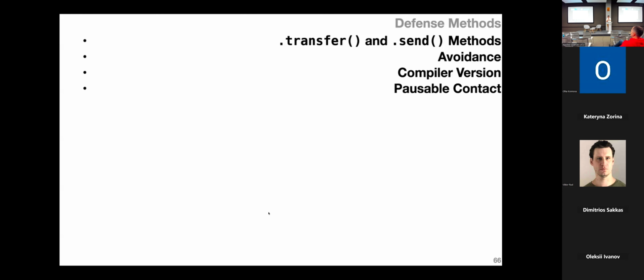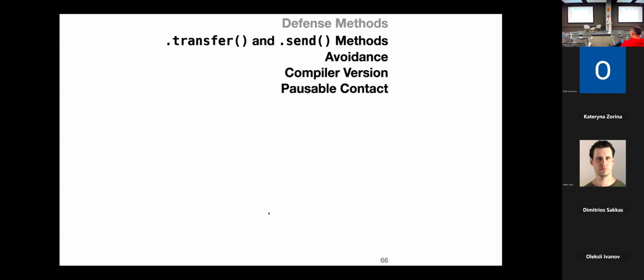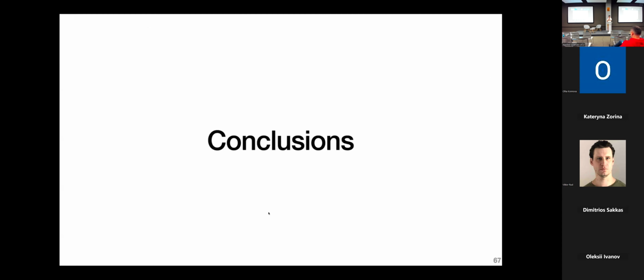Pausable contract. The pausable contract from OpenZeppelin allows for the temporary suspension of vulnerable functions. Temporary pause of vulnerable functions. I think that's all. 15 minutes and finished.